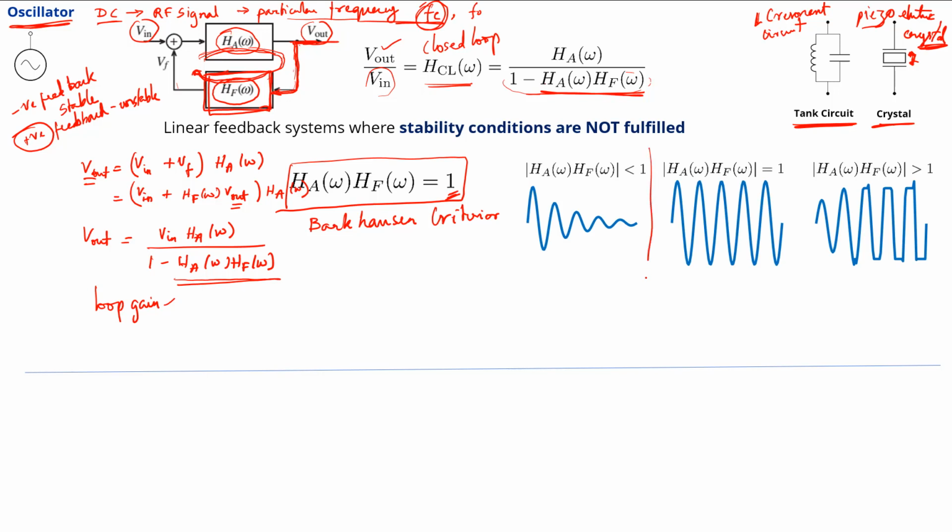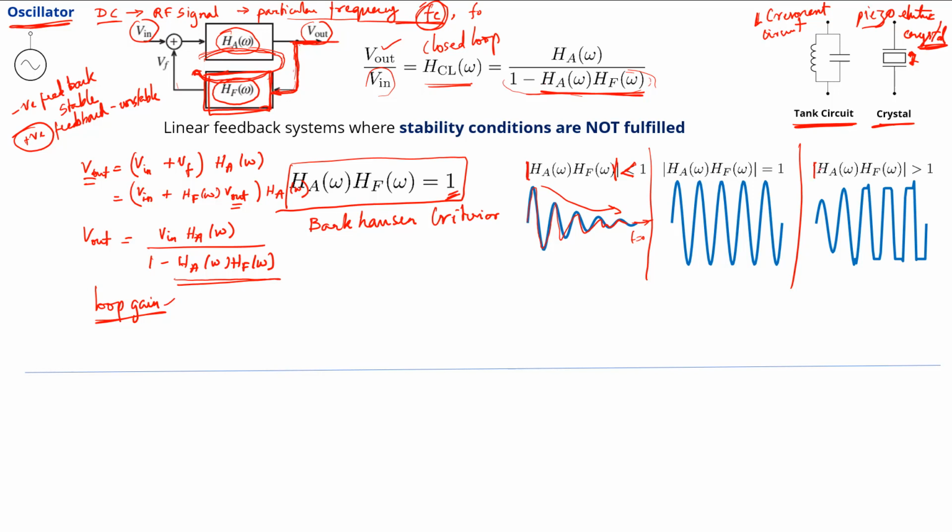Now, if you take this total loop gain, if the magnitude of that loop gain is less than 1, essentially the output is going to be damped. It's going to be a damped sinusoid, eventually going to zero as t tends to infinity.